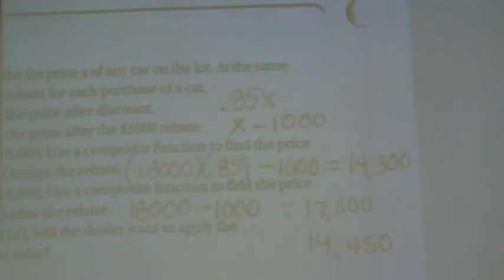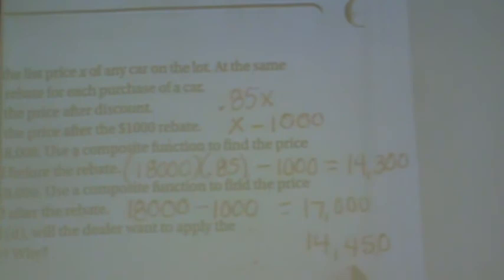So, reasoning. It says, between parts C and D, which will the dealer want to apply? The dealer will want to make more money by selling the car for a higher price. So they're going to want to go with this. You're going to want to try and get this deal first because it means you'd be paying less. But the dealer's going to want to do the rebate first and then the discount.